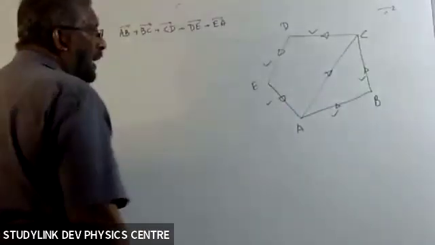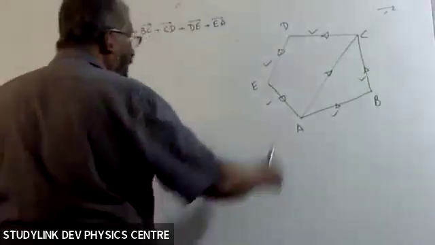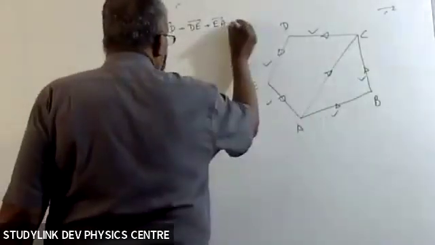Arrowhead goes from D to E, therefore DE. And count, there are 5, but I did not write this. Plus AC.